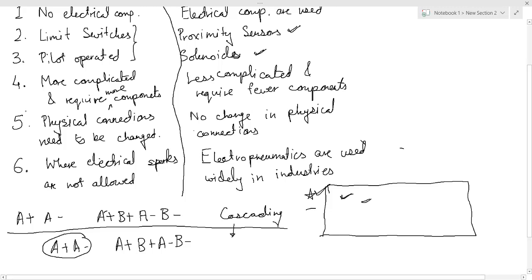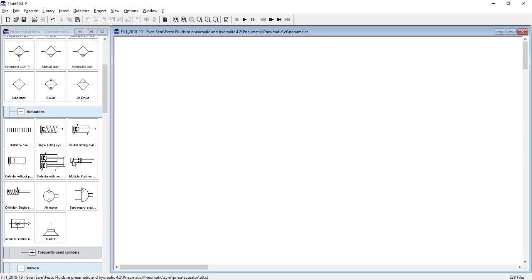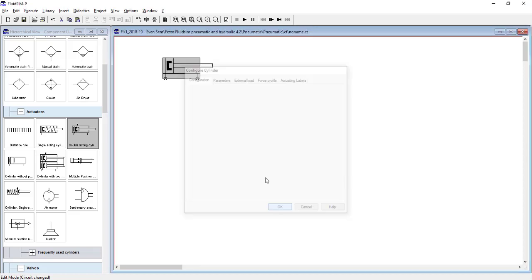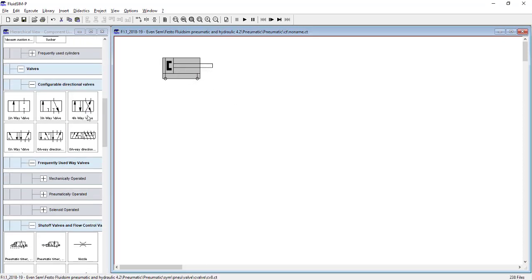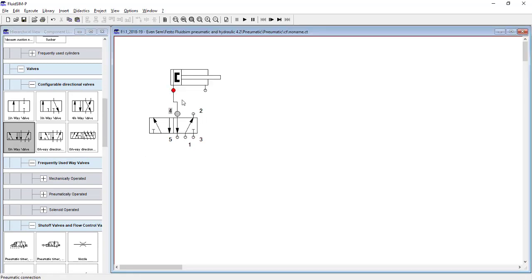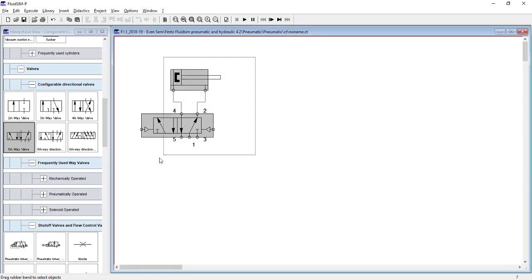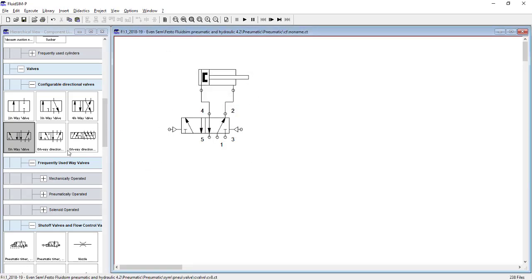First of all, let us see how to create an electro-pneumatic circuit. First I will show pneumatic and electro-pneumatic side by side. So in a pneumatic circuit, what did you have? You had a double acting piston cylinder. Then to control this double acting piston cylinder, you had a 5 by 2 direction control valve, right? This is how it worked. This 5 by 2 direction control valve was pneumatically actuated, pilot operated on both sides, on the left side also, on the right side also.